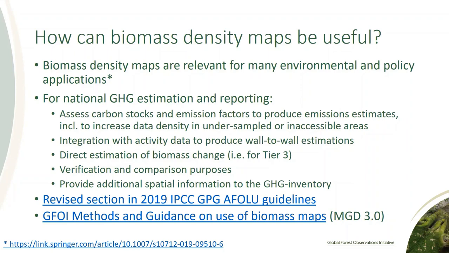You can integrate the biomass map with activity data to produce wall-to-wall estimations and eventually also direct estimation of biomass change, for example, in the sense of tier 3 methods. You can use these maps as an independent source, for example, for verification and comparison purposes, or it actually is a good way to provide a bit more spatially explicit information with the greenhouse gas inventory.